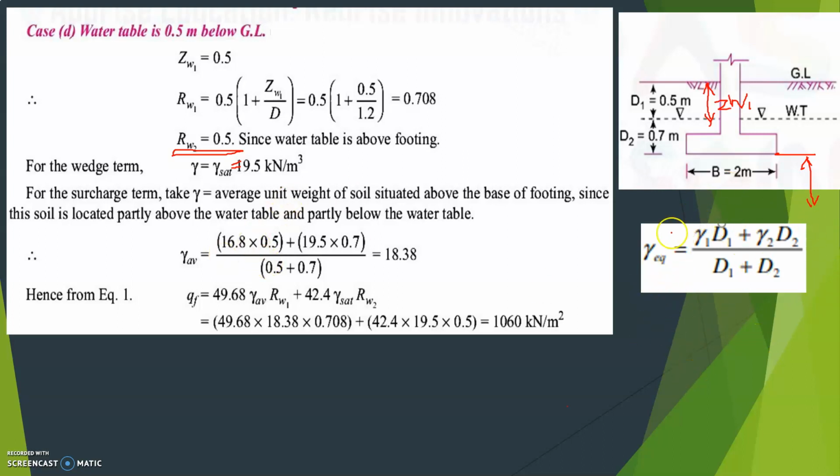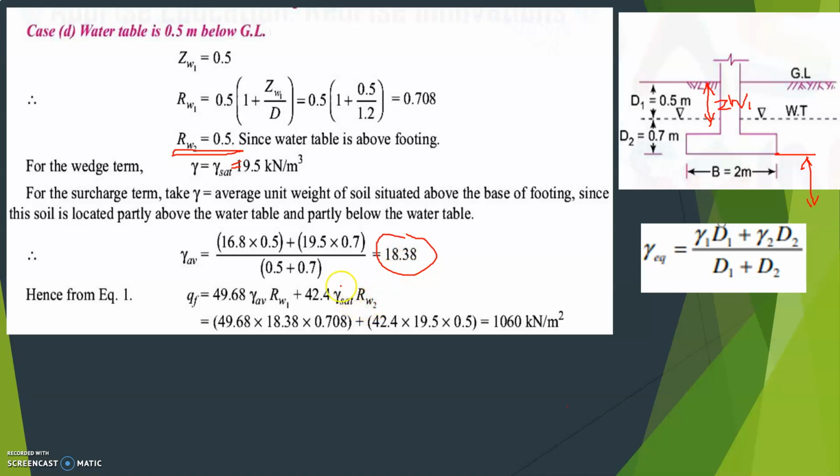So substitute the same equation, gamma average equal to gamma 1, that is 16.8, into d1. d1 is 0.5, plus gamma 2, that is equal to the gamma saturated value 19.5, into d2, 0.7, divided by d1 plus d2. d1 is 0.5, d2 is 0.7. So you will get 18.38. So gamma average is equal to 18.38.